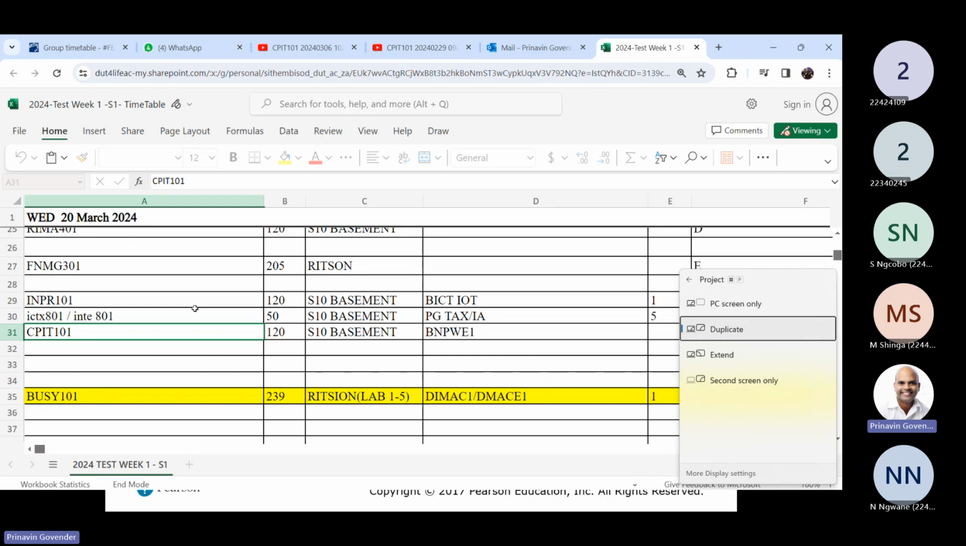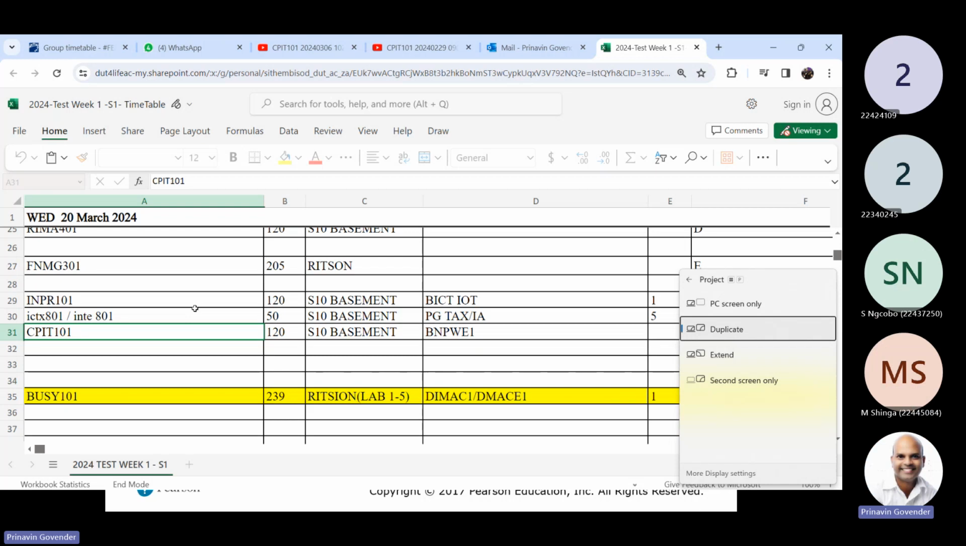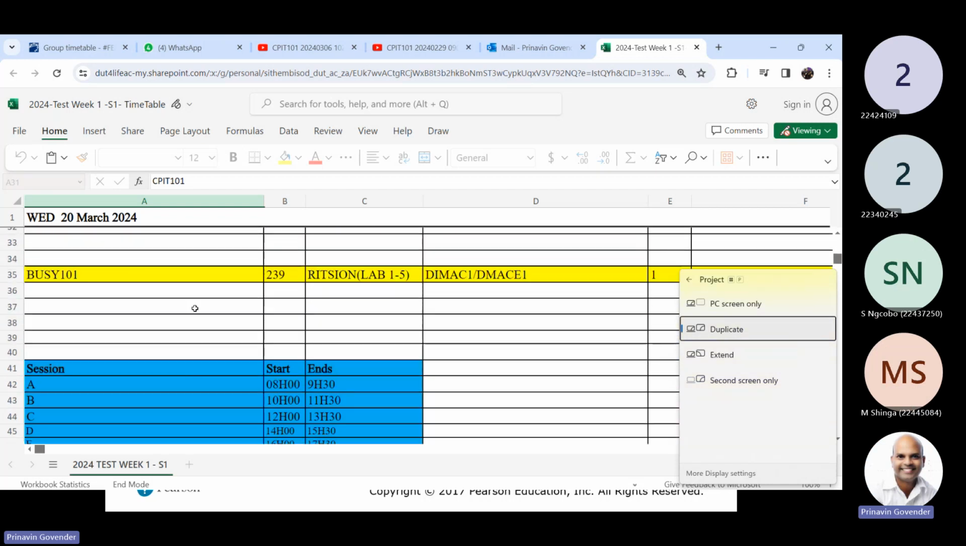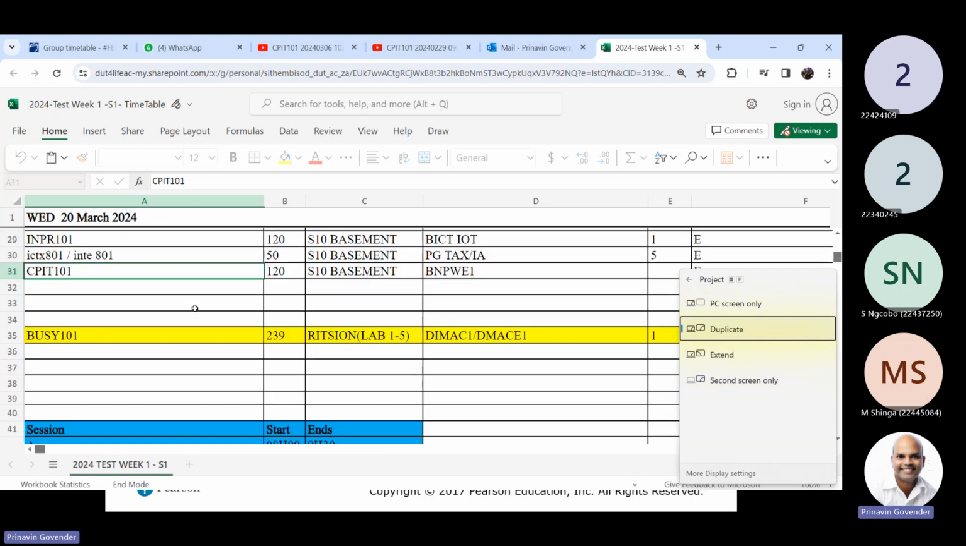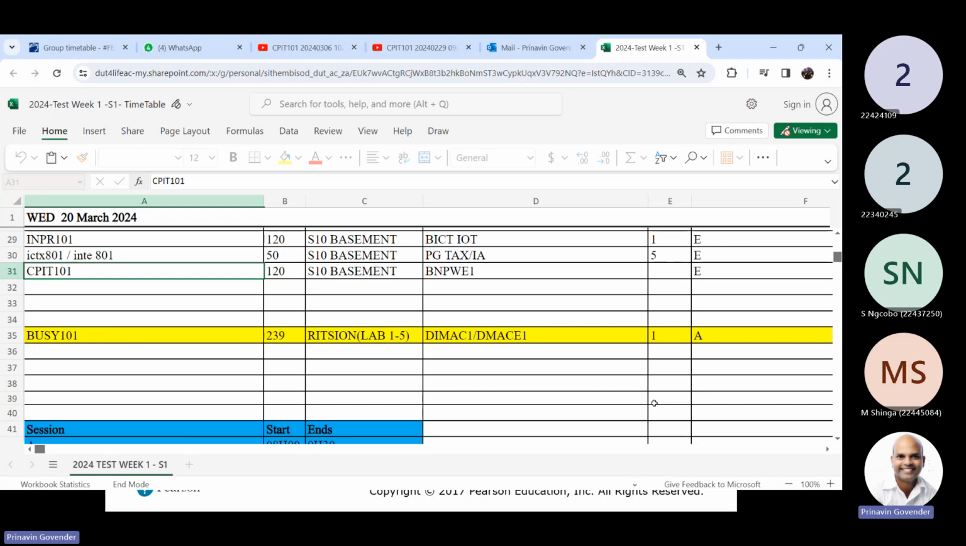On the 20th, you're going to be writing a test. And don't ask me what's coming out in the test, because I'll simply tell you all the work that I covered, right? Because I haven't set the test as yet, right? And it's going to be in session E, right? Session E.